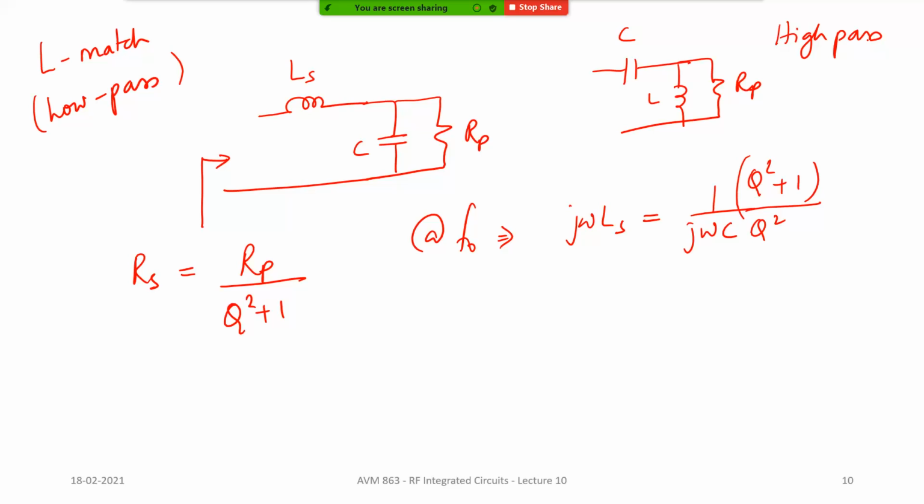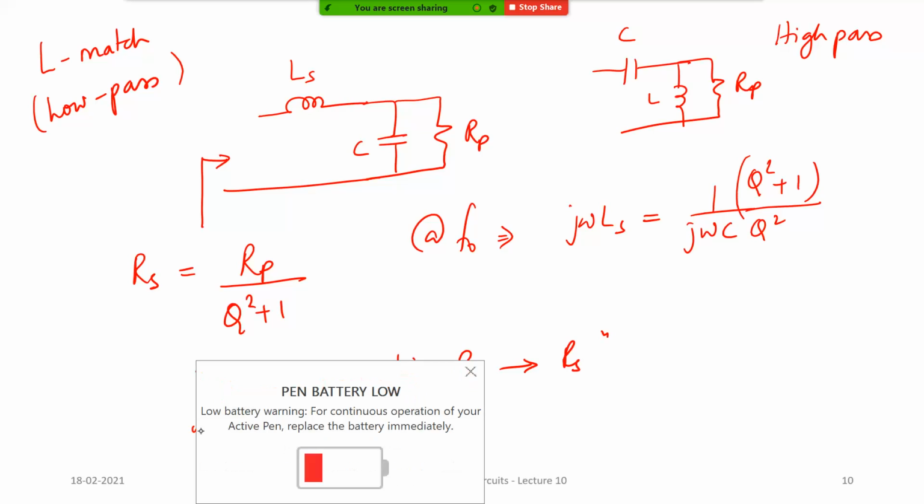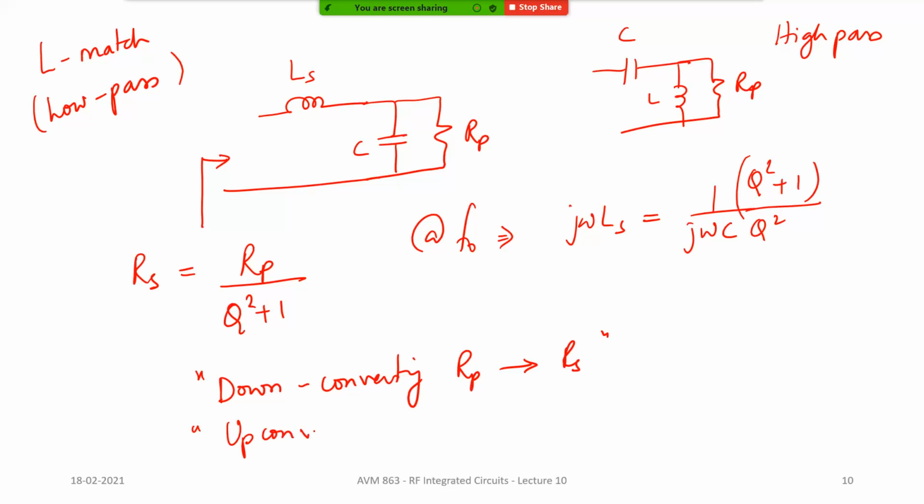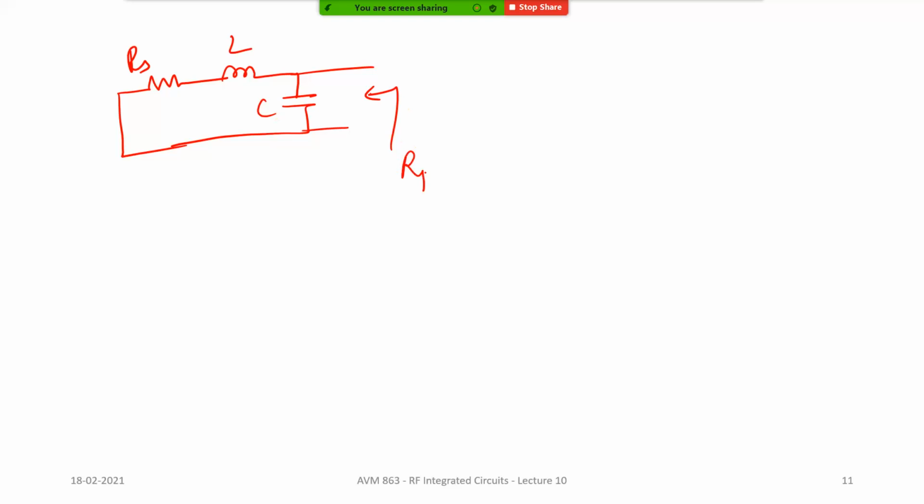Now both these circuits are basically down converting impedance. This is for down converting Rp to Rs. Or it can also be thought of as up converting Rs to Rp. These are all passive networks, so they are bidirectional. Which means that if you have some resistance Rs here, let's say Rs, L and C, you will get Rp, which is equal to Q squared plus 1 times Rs.